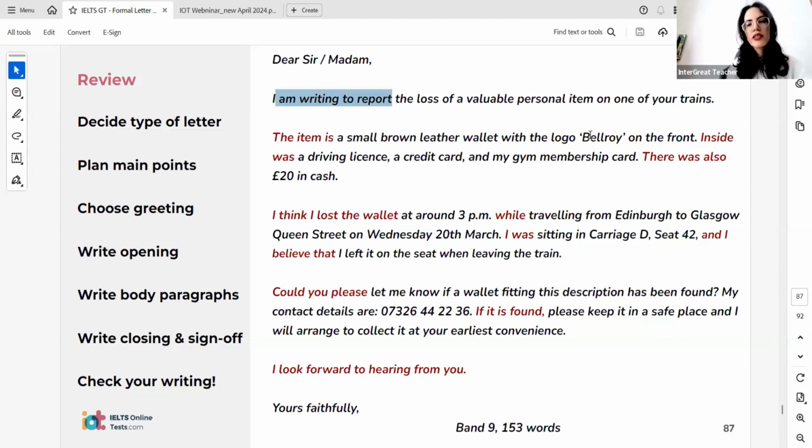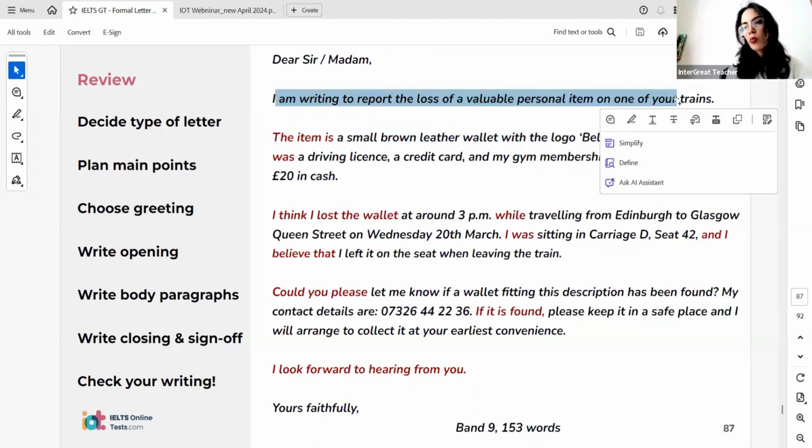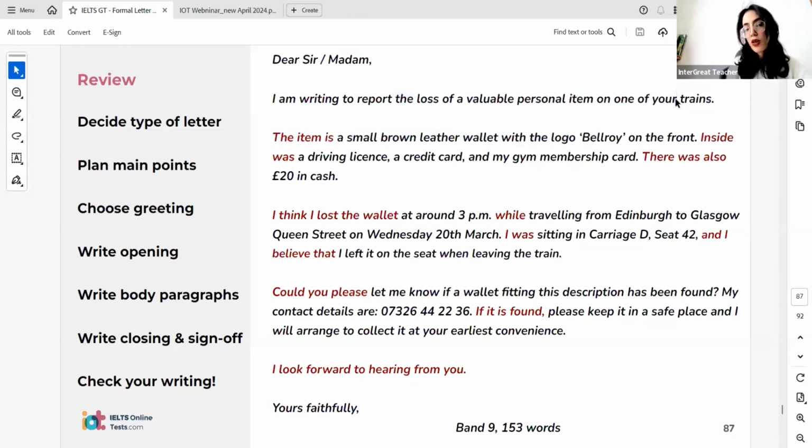Then I need, let's say, a paragraph, so you can write more than one sentence, and it's better if you do so. So I state my purpose. Why am I writing the letter? Am I inviting someone? Am I making a complaint? Am I making a request? Why am I writing this letter? So I'm writing to report the loss of a valuable personal item.